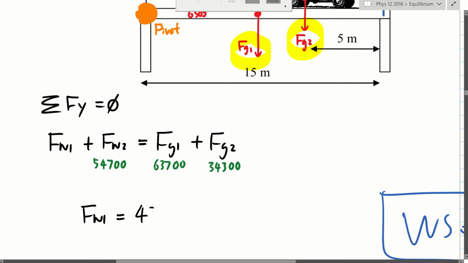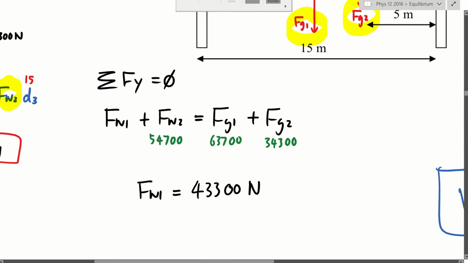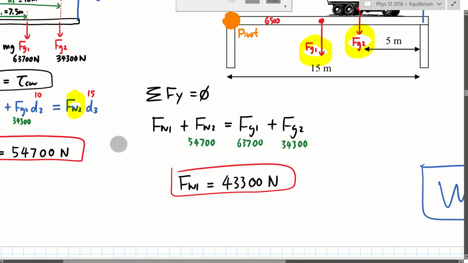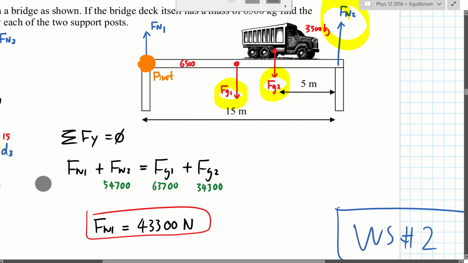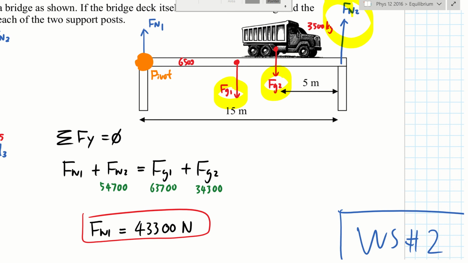So just get your normal force 1, which is roughly 44,300, which I want you to look at compared to our initial guess that this will be smaller. Makes sense. The one on the right-hand side is about 55,000. The one on the left-hand side is 43,000 Newton. So it is easier on the support on the left.